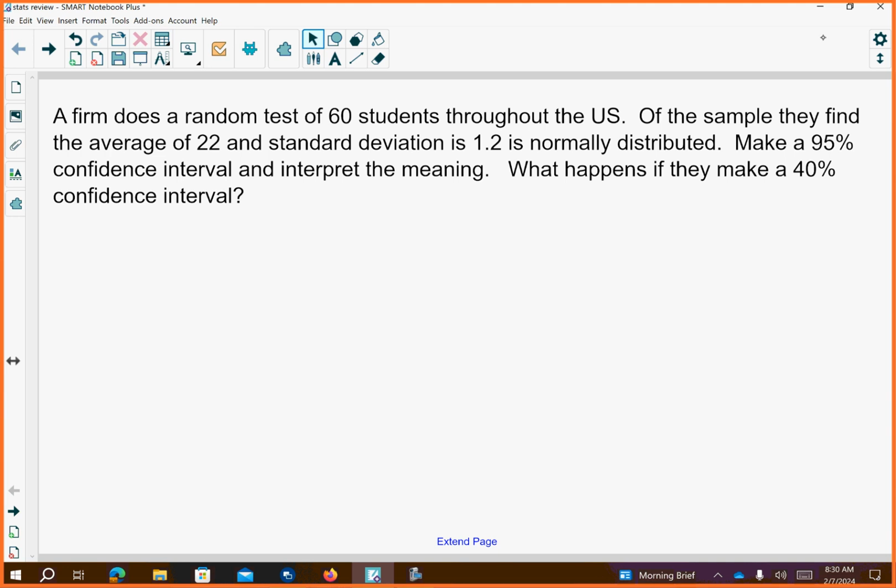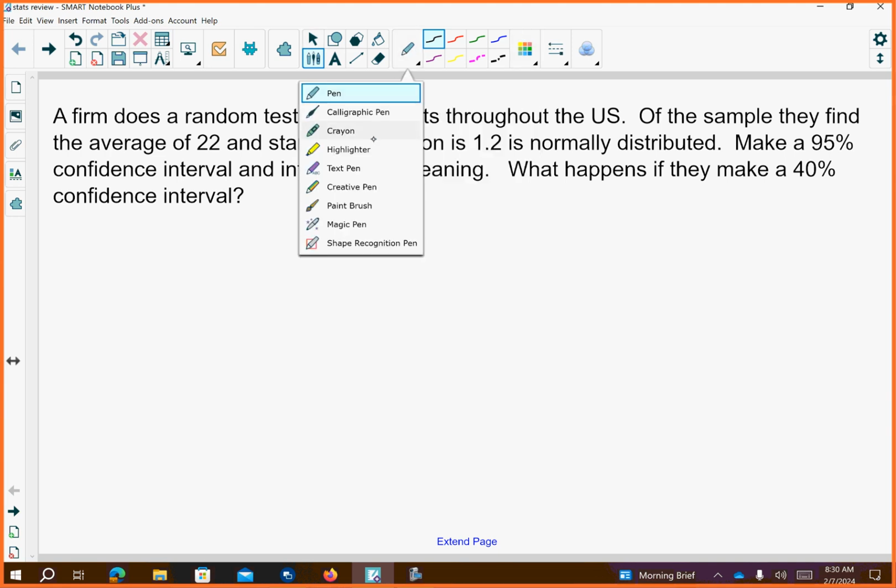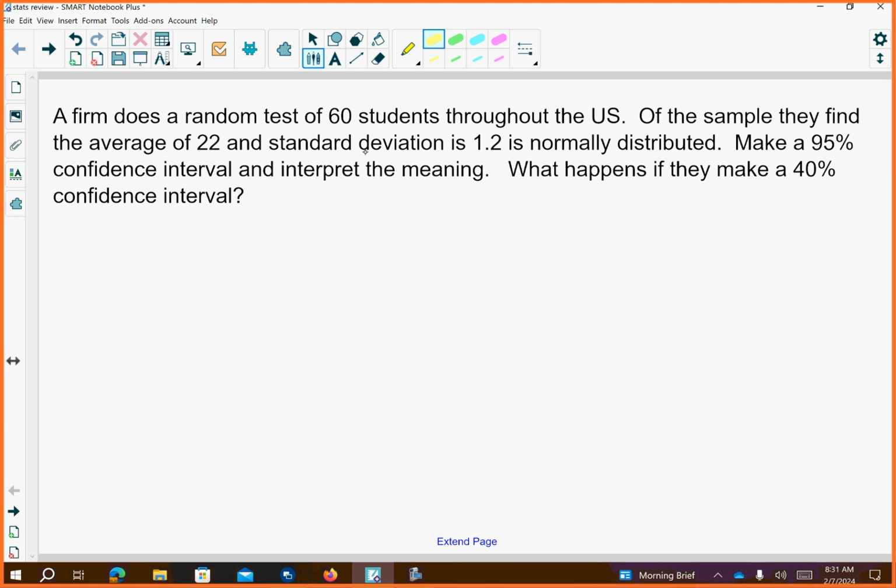One thing I want you to note: what are the two items that go for a t-test? Sample size is less than 30, but what was the other one? What was the other thing for a t-test?